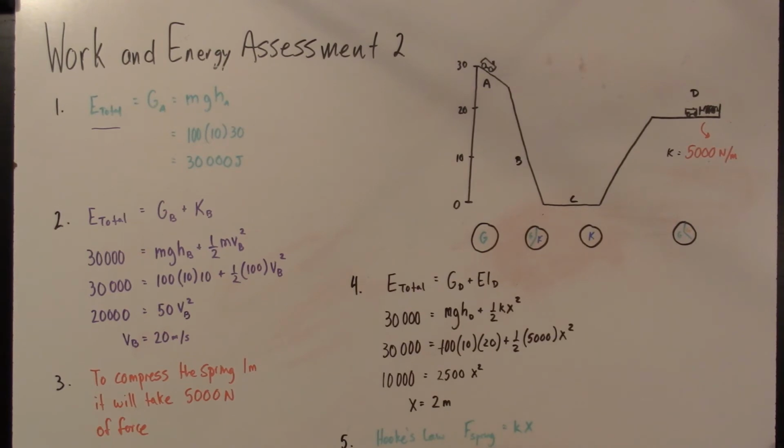So if I want to find the force of the spring, I'm going to take the spring constant, which we know was 5,000, and multiply by the compression distance, which was 2 meters, and we can see the force by the spring is 10,000 newtons.